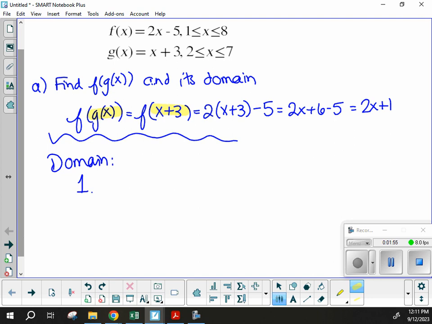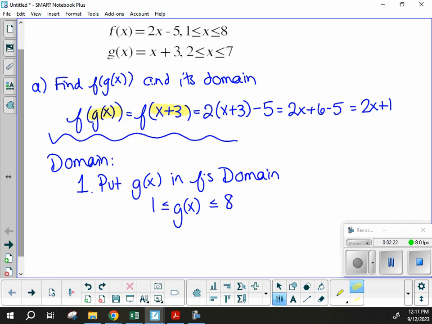Step 1 is, if you look at how f of g of x is written, g of x is inside of f. If you're going to plug that into f, it has to fit in its domain. So step 1 here, we are going to put g of x in f's domain. Here's what that looks like. Let's take g of x and squish it between f's domain, which was 1 to 8. And just to keep myself organized over here, I'm going to put a little note that that is f's domain that we are currently considering, so that I don't accidentally use it again later when I want to switch over.